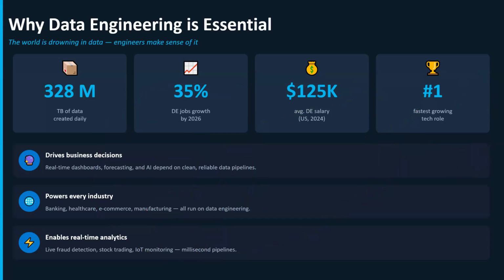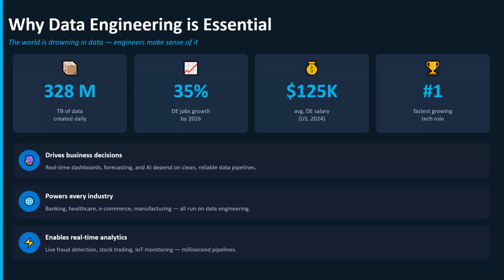I know that in the era of AI, this is getting overshadowed, but if you see the real statistics, there is still more demand for data engineers compared to any other role in the job market. You can verify that. The average salary in the US market, in terms of dollars, was 125K in 2024. Now you can imagine about now. It's the fastest growing tech role, as I mentioned.